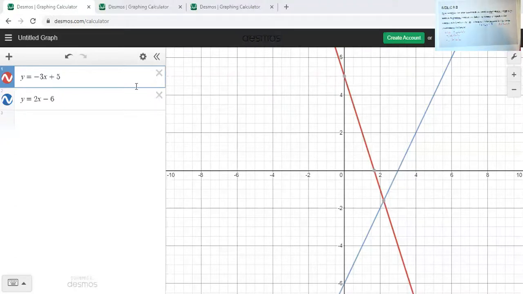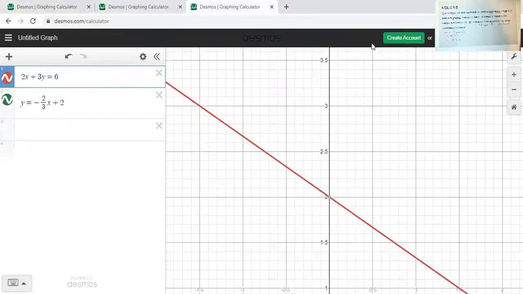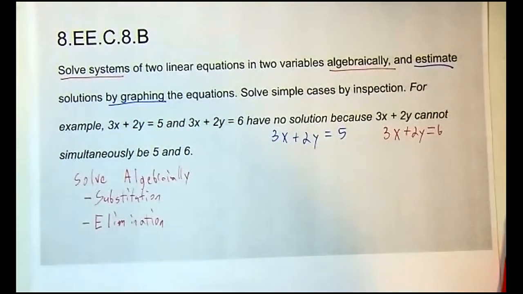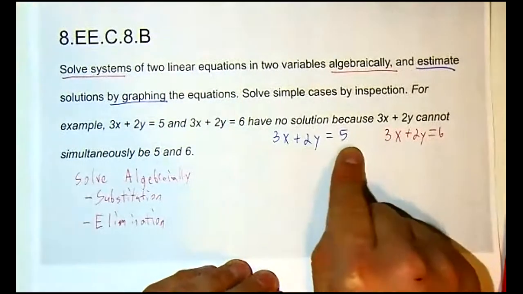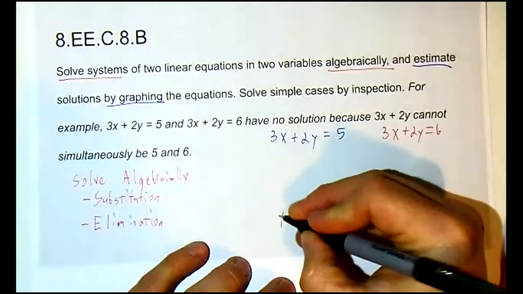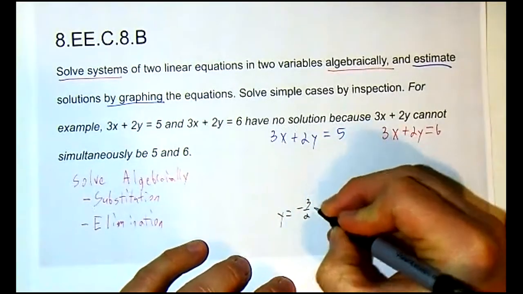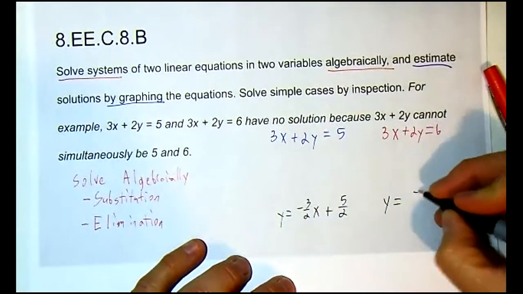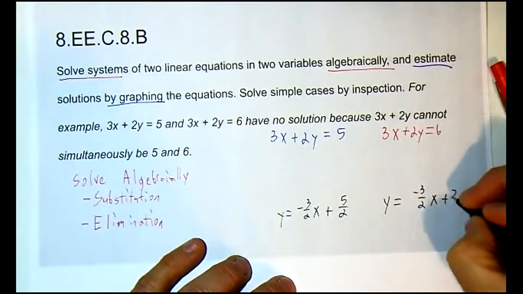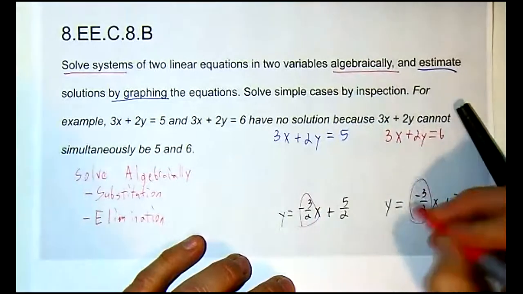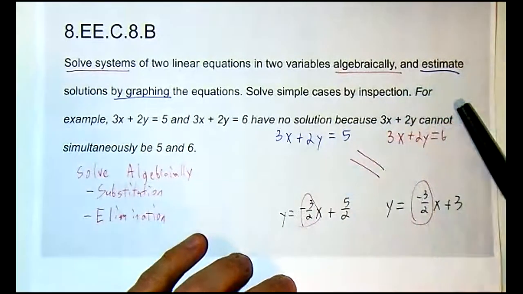We can tell right now that this equation right here will not have a solution, because 3x plus 2y, if it's equal to 5, can't also equal 6. And if we were to isolate and solve for y, we would get y is equal to negative 3 halves x plus 5 halves, and y is equal to negative 3 halves x plus 3. And so we'll see that they have the same slope, so they will be parallel. So they will never touch.